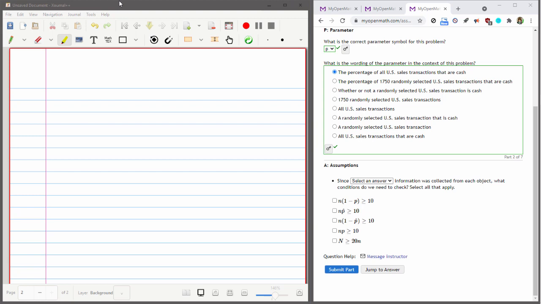So once we've identified our parameter, what it is we're trying to estimate, next we need to check the assumptions that need to be true in order for our calculations to actually make sense. We're going to be doing some calculations using a black box in the calculator, and we need those calculations to make sense. The reason for these conditions is highly technical, and we're not going to go into it at the moment.